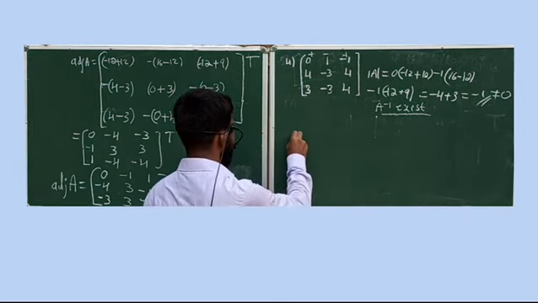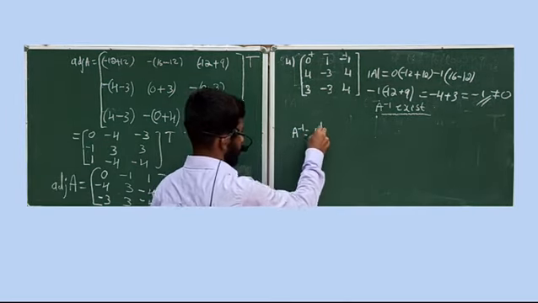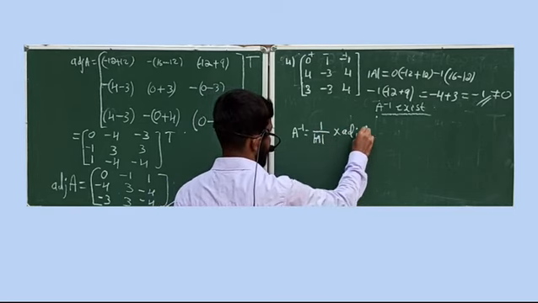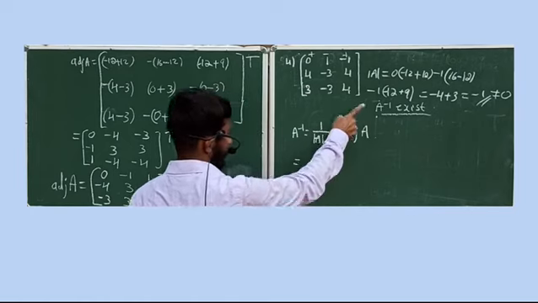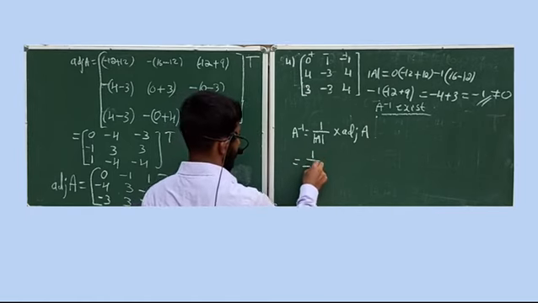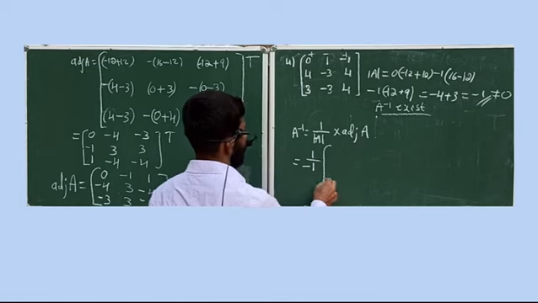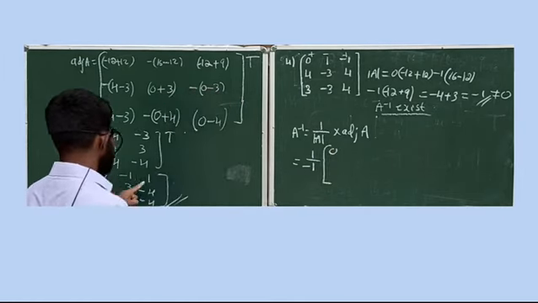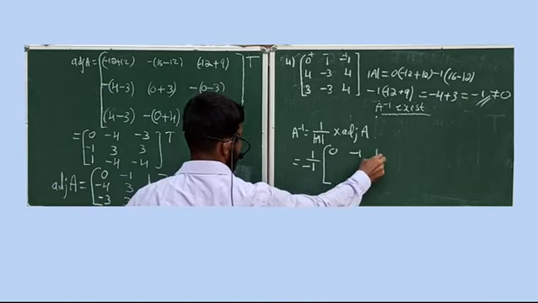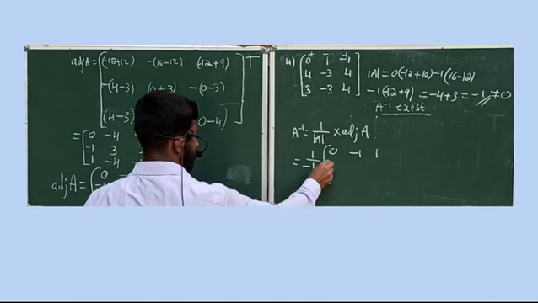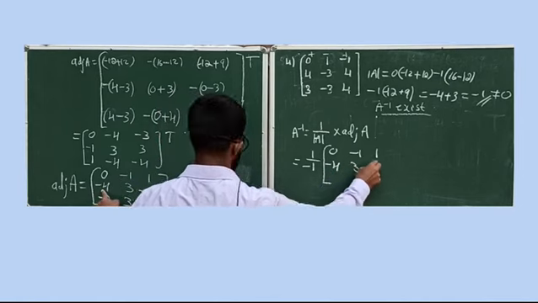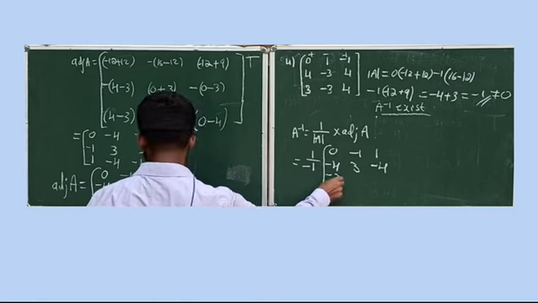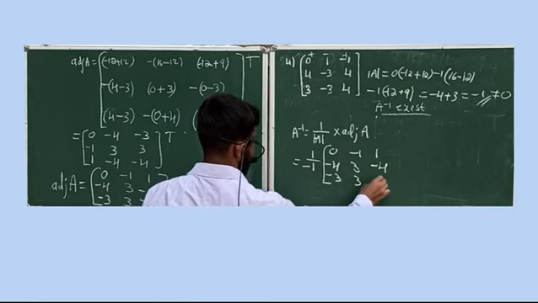Now substitute in A inverse formula. We have A inverse is equal to 1 by determinant A into adjoint A. It's equal to, what is determinant A? 1 by minus 1 into adjoint A. What is the adjoint of A here? 0, minus 1, 1, minus 4, 3, minus 4, minus 3, 3, minus 4.